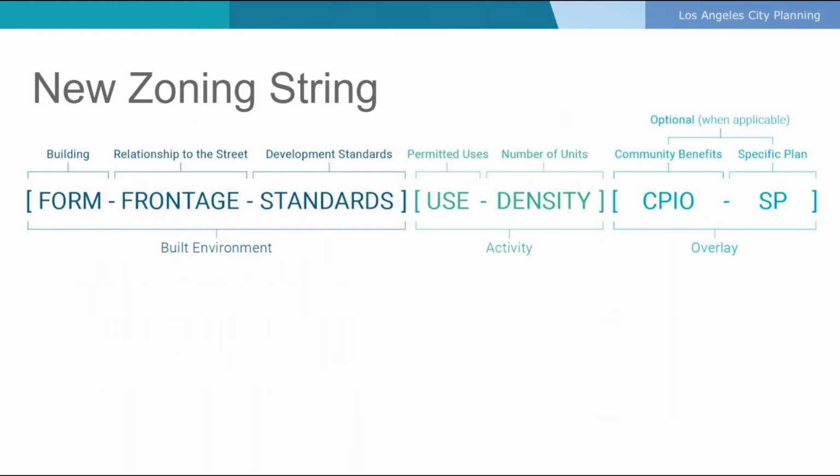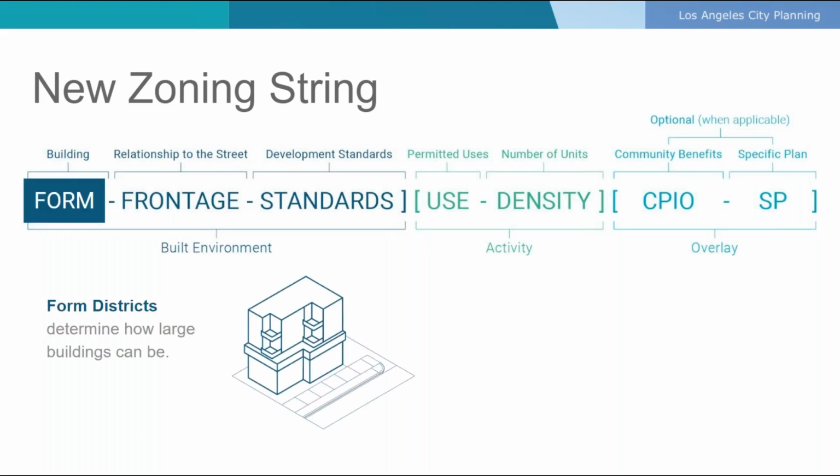As part of the Community Plan Update, the Southwest Valley Community Plans will be utilizing the new zoning code. The new zoning code is a modular system that aims to provide a more transparent and predictable planning process. The proposed zoning structure consists of 5 key parts, or districts: form, frontage, development standards, use, and density. While form, frontage, and development standards regulate the built environment, use and density refer to the activities allowed on site. Additionally, there are 2 parts, the CPIO and specific plan, that are optional and are only utilized when applicable.